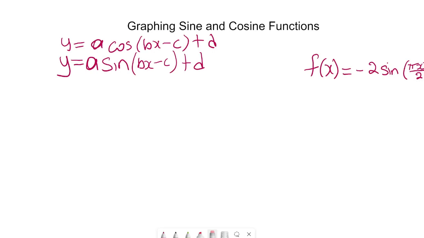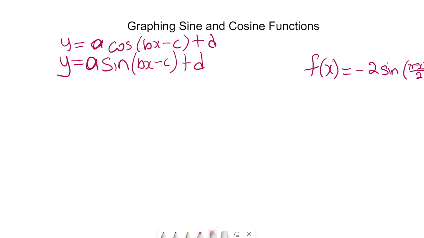In this video, we're going to look at a few examples where we're going to graph the sine or cosine function. Now, if you recall the previous videos that we did, we looked at the standard basic sine and cosine graph and what that shape should look like.